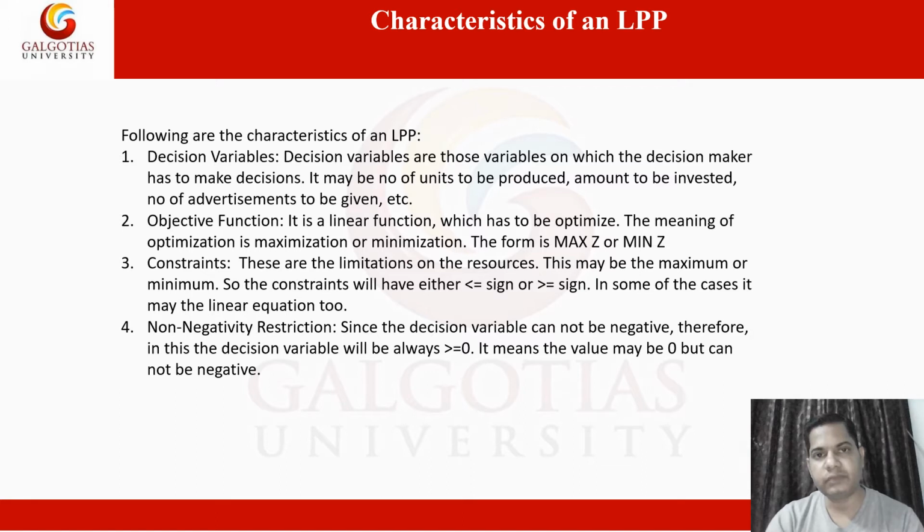So the non-negativity restriction means that whatever decision variables we are using, those decision variables cannot be negative. Because if I am talking about the number of units to be produced, you cannot produce negative units of the product. If I am saying that an amount has to be invested in some portfolios, you cannot invest a negative amount in the portfolio. If I have to give advertisements in any newspaper or media, you cannot give a negative number of advertisements. So the variable can be zero but cannot be negative.